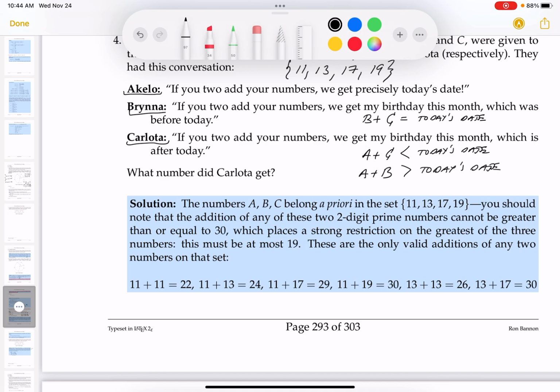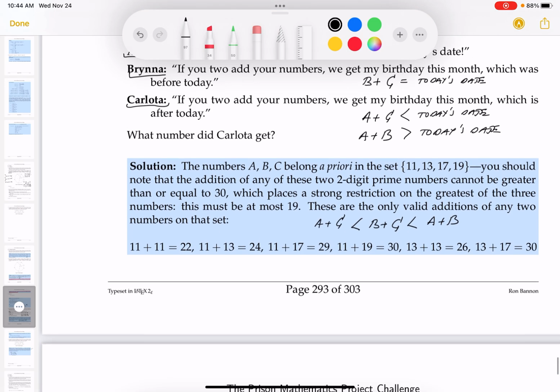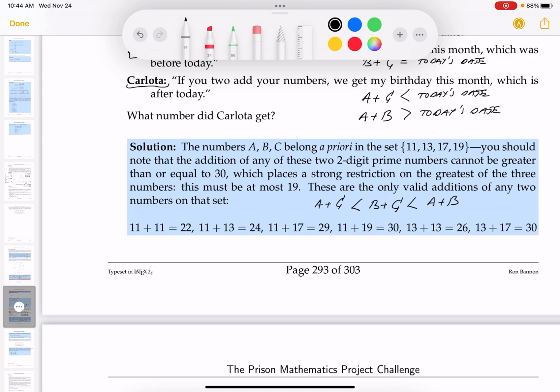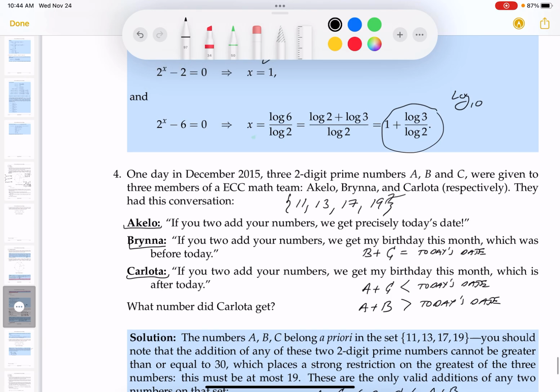And I got B plus C, which is today's date. And I got something bigger than it, and I got something smaller than it. Now, what's bigger than it? A plus B is bigger than it. I read that part. And what's smaller than it? A plus C. So I have sort of an ordering to this. And I want to point out what I mean by that. I have A plus C is less than B plus C. All right, by the way, my numbers are in this set over here. I know that much.